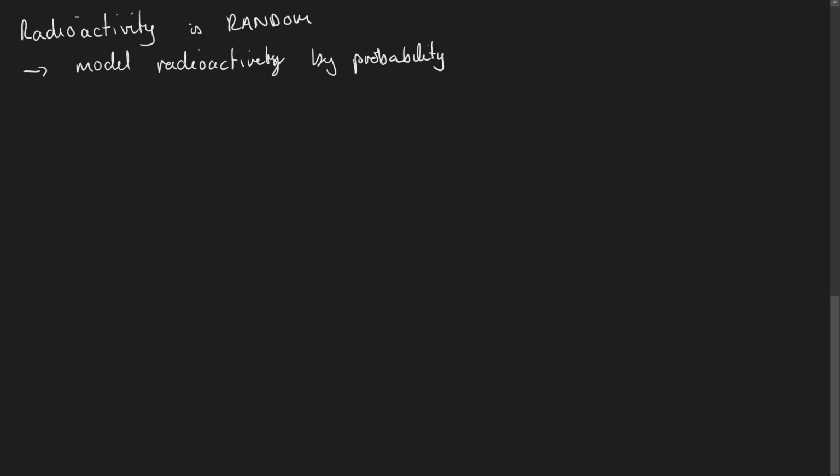For example, if we were doing classical mechanics, or some sort of SUVAT equations, we could pinpoint the exact moment that a ball passes a point. But we can never actually pinpoint the exact moment, with 100% accuracy, of when an isotope is going to decay. So that means we have to entirely base all of our predictions off of probability. So we have to model radioactivity by probability.